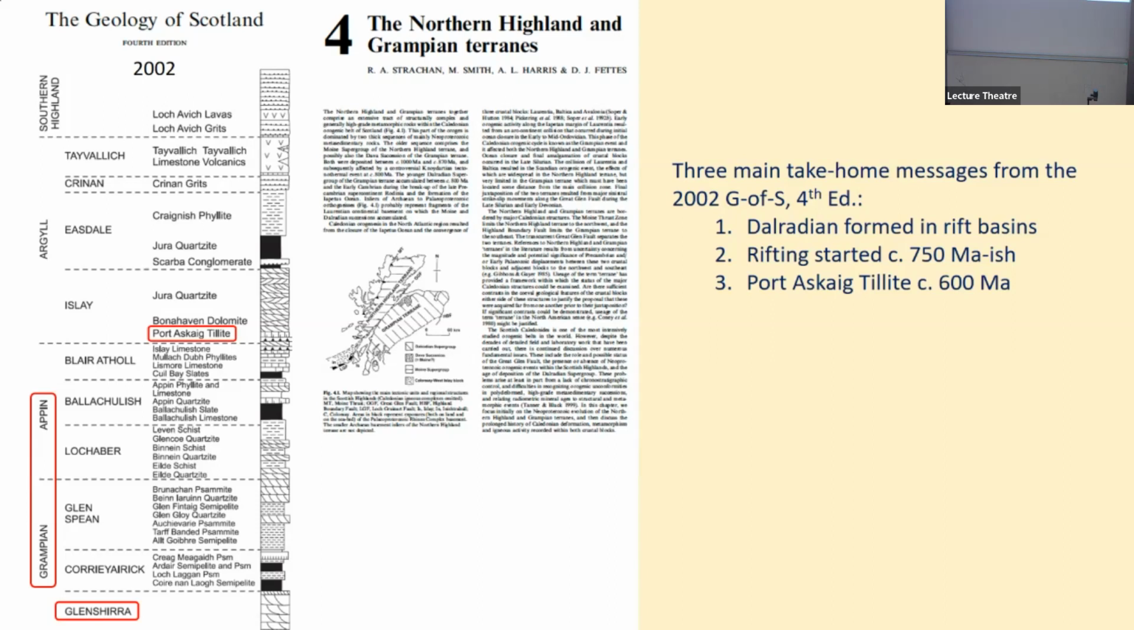But the take-home message from that chapter in 2002 of the 4th edition was that for the most part, the Dalradian formed in rift basins, that the starting of rifting was somewhere around 750 million-ish, plus or minus 50 million-ish years, and that the Port Askaig Tillite was what was called the Varanger at around 600 million years old. And that's what we're going to address in this revision, refining, and revisiting the Dalradian.